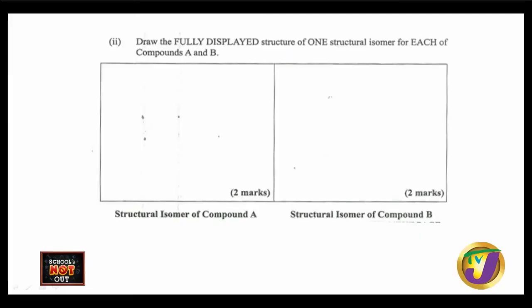All right. So it says that we must draw the fully displayed structure of one structural isomer for each of compound A and compound B. So we need one structural isomer. All right. So let's get back to the board. So we're going to use the same compounds from before. So let's rub off these. All right. Any questions that you have, just send them to the aforementioned platforms.